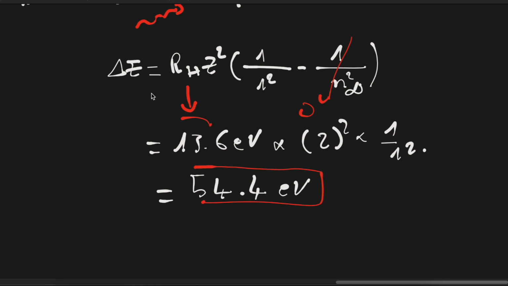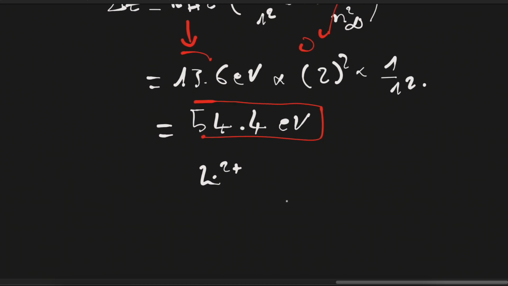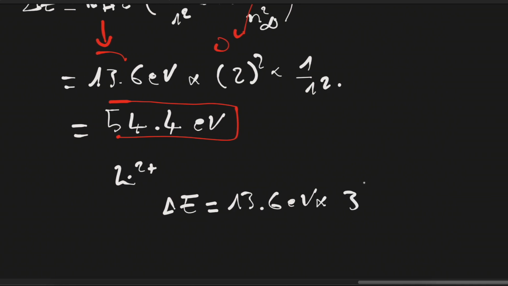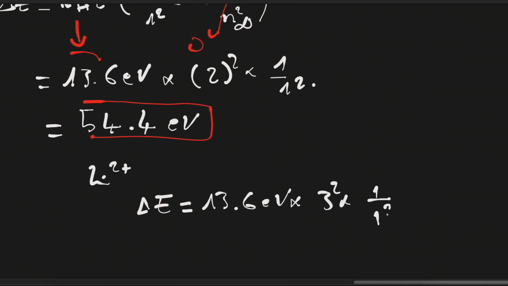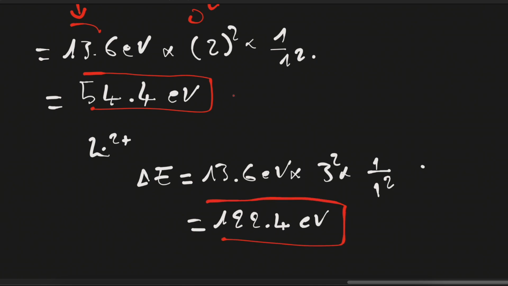And we repeat the same thing with lithium 2 plus. Here the energy needed to ionize the electron in the lithium 2 plus is equal to 13.6 electron volts times 3 squared times 1 over 1 squared, which is equal to 122.4 eV. Here is the energy to provide for the electron to be ionized. Here we can see that it is positive in both cases because it is absorbed.